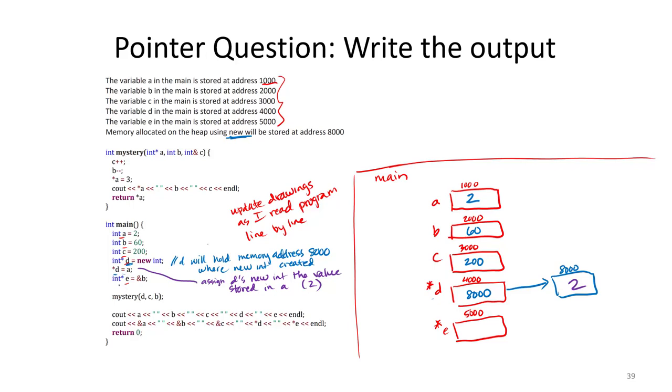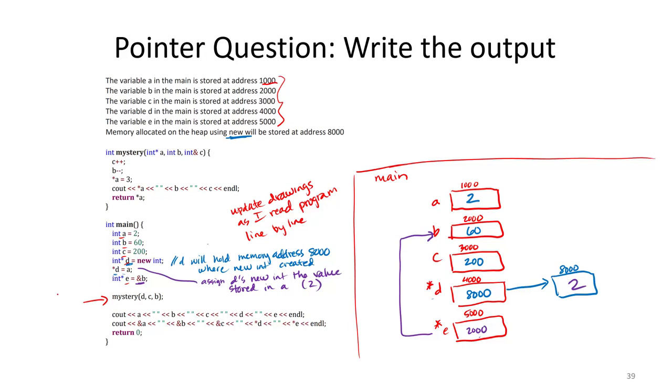Finally, int star E equals ampersand B. Remember, that's the same thing as declaring our pointer E and making it point at the memory address of B. Essentially what we're doing here is we're taking E and making it point at memory address B. That also means that our pointer E is going to store B's memory address. So E is now holding B's memory address and pointing at our variable B.